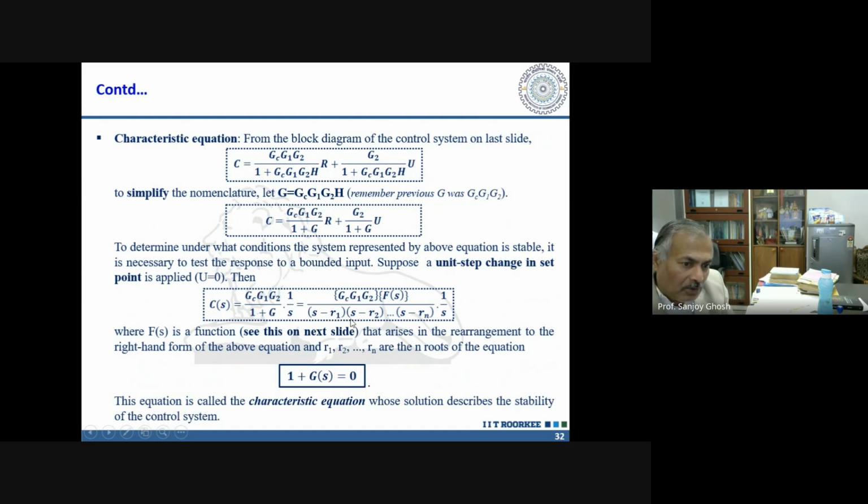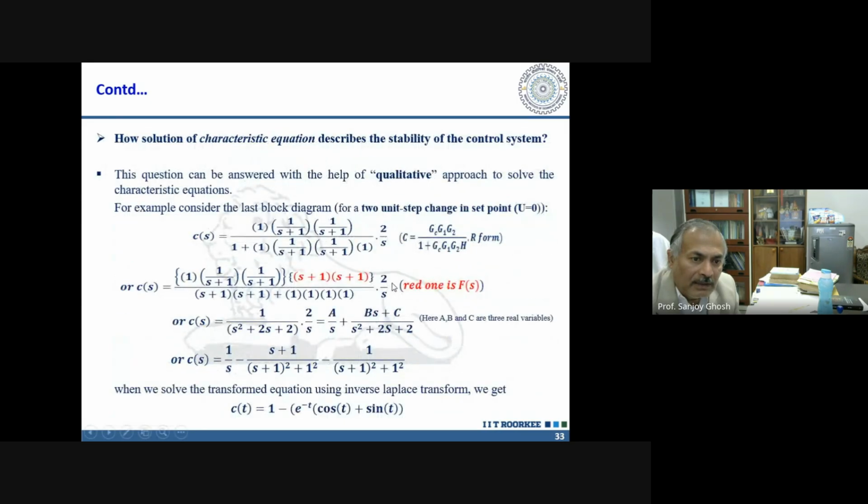This kind of equation will come: S1 minus S minus R1, S minus R2, and S minus R, and then upon me FS. This FS is what? That I have shown you in the next slide. Here, this Sn is this S1 plus S2 and all this. Because this equation here, simplify this equation. Just algebraic simplification, that you do, you will get this. That is, the red one is Fs.